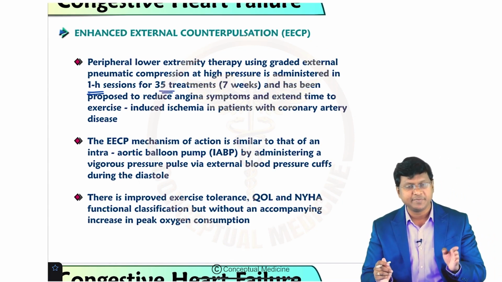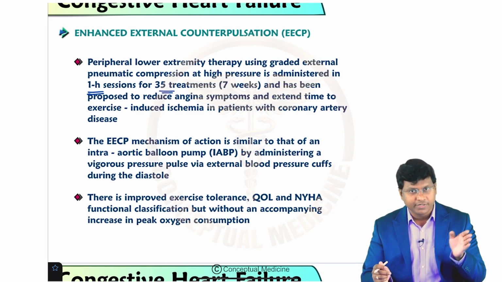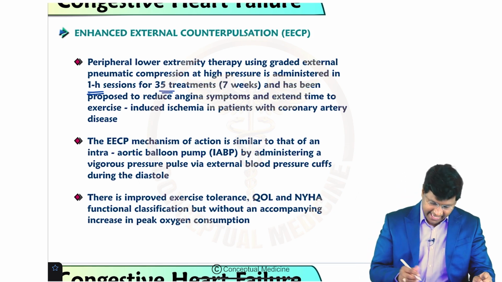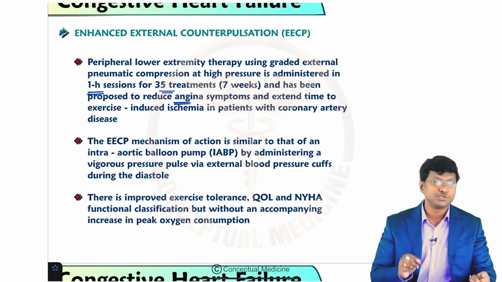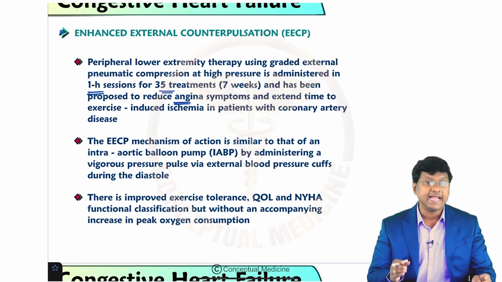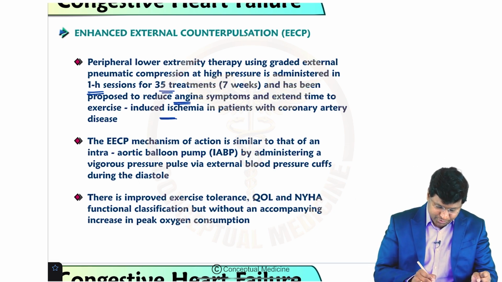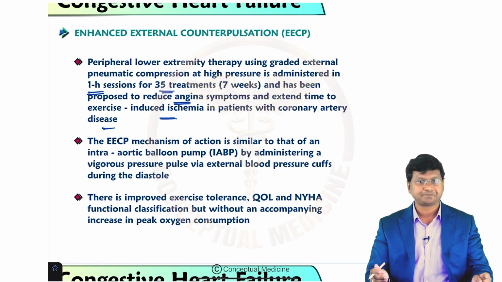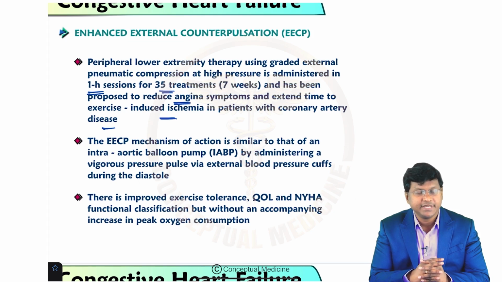So you have to administer this 35 cycles for over 7 weeks. And this treatment has been proposed to reduce the angina symptoms and extend time to exercise induced ischemia in patients with the coronary artery disease. Now, what does this EECP do? What is the mechanism? In what way it helps in patients with congestive heart failure?